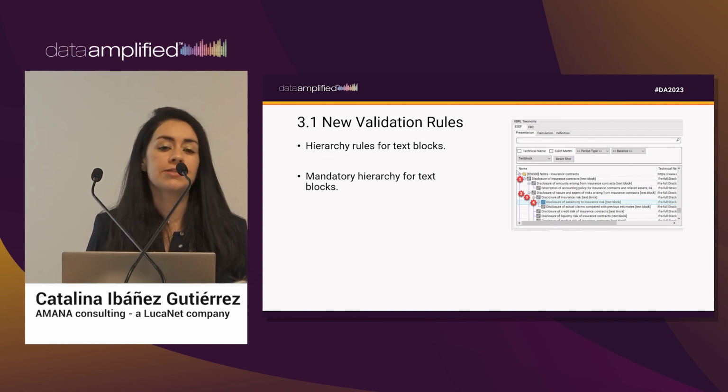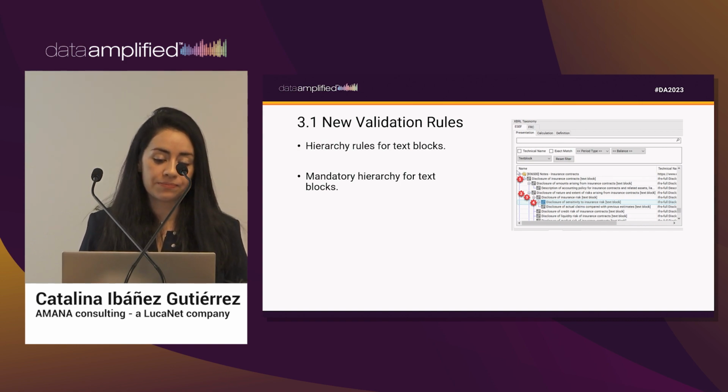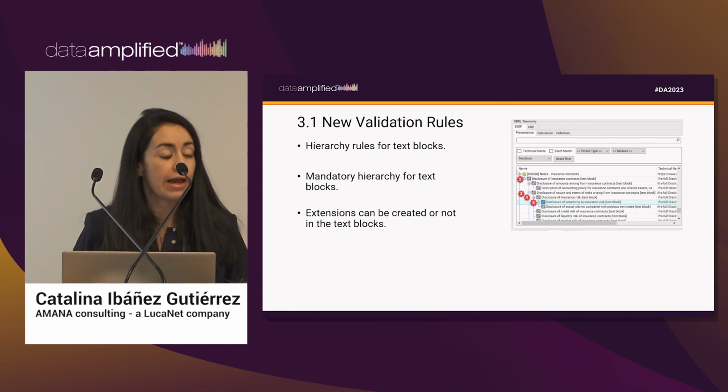And we heard yesterday from EFRAG that they are planning to have this type of architecture in their taxonomy for sustainability information, where we have a lot of narrative information and narrative disclosures. And the question is, do we want to have all of this tagging? But what we can do is to check this hierarchy in the rules.